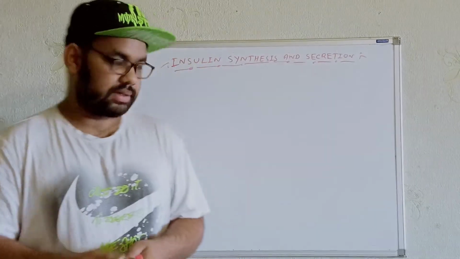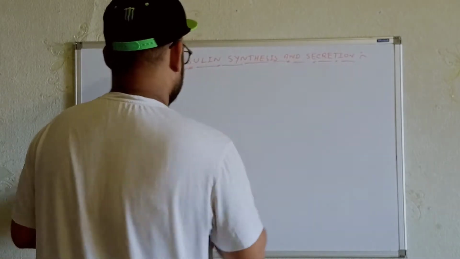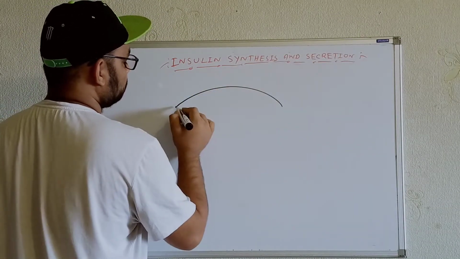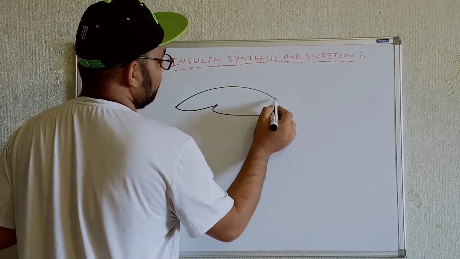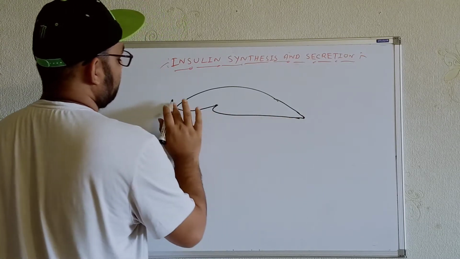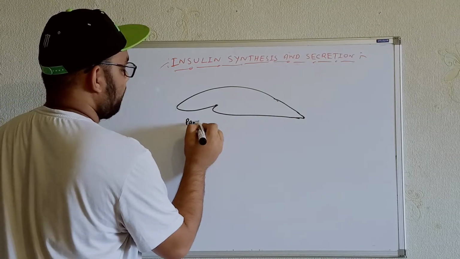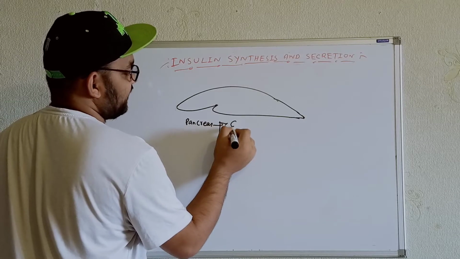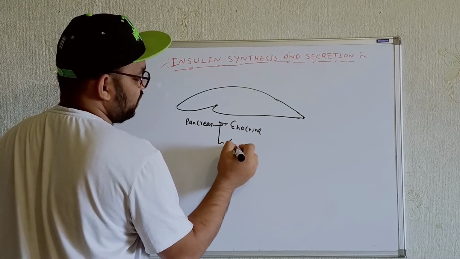Before that, let's draw a little bit of the pancreas over here. It's not so correct, but for understanding purposes I'm just drawing it like this. Now see, within the pancreas we can see both types of things. It acts as exocrine as well as endocrine, right?